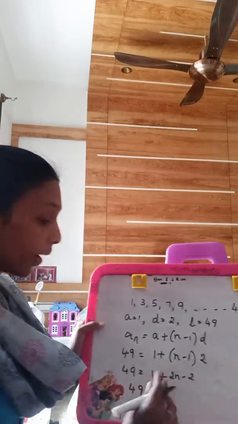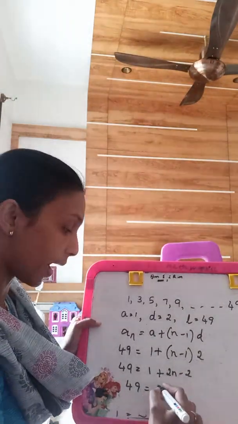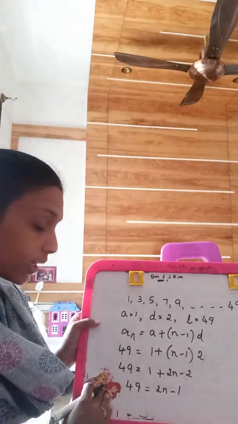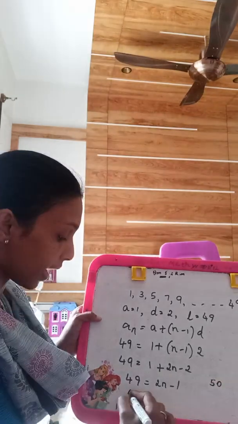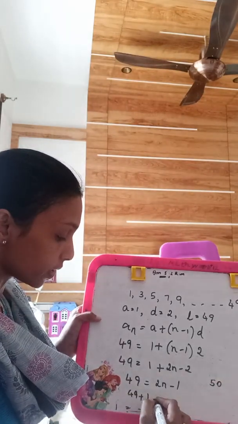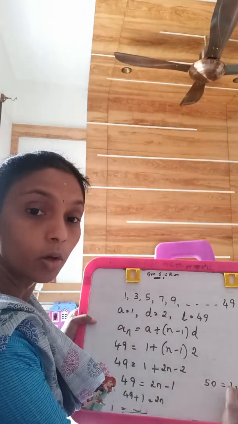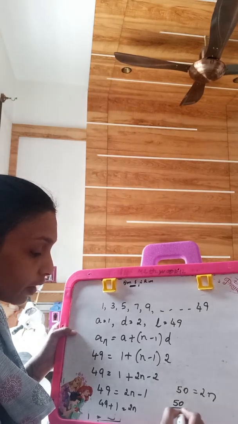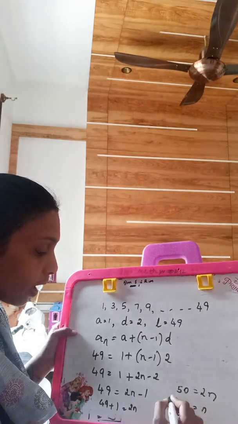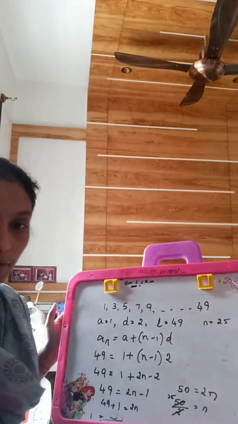What happens when you have one positive and one negative integer? We are supposed to subtract: 2n minus 1. When the negative integer moves to the left hand side, what happens? We get 49 plus 1. It becomes positive, that is equal to 2n. 50 is equal to 2n. Now, we are supposed to divide it. 50 by 2 is equal to n. How much do we get? N is equal to 25.